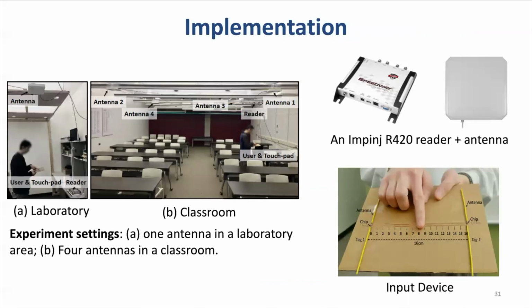Now let me show you the evaluation. We implement our system with a commodity RFID reader and tags. The system is tested in 2 environments, a laboratory area covered by 1 radar antenna and a classroom area covered by 4 radar antennas.